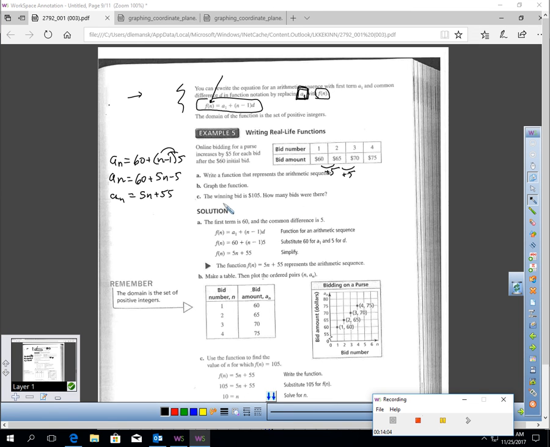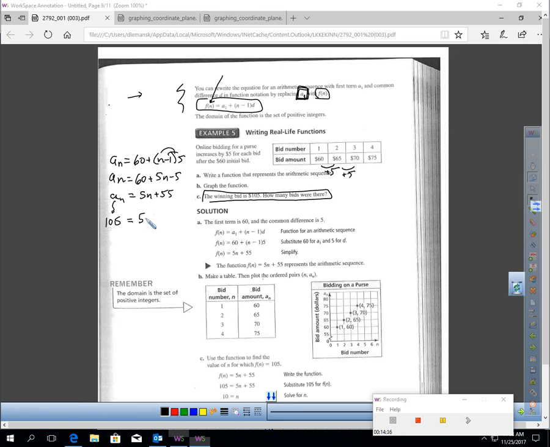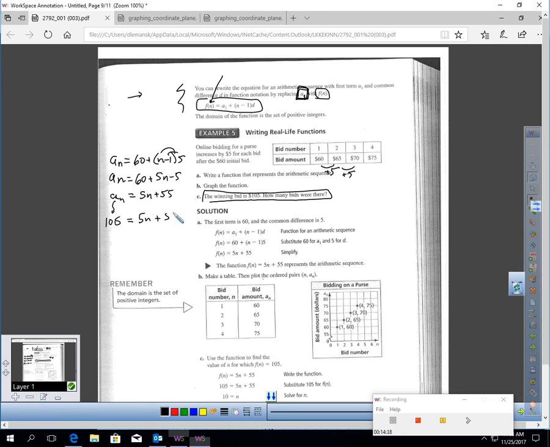Finally, the winning bid was $105. How many bids were there? Well, that means 105 was the sequence number, and I have to solve this, and n would tell me how many bids we had. So to quickly solve it, take away 55, and 5n would equal 50, and divide by 5. It must have been the 10th bid that was the winning bid.